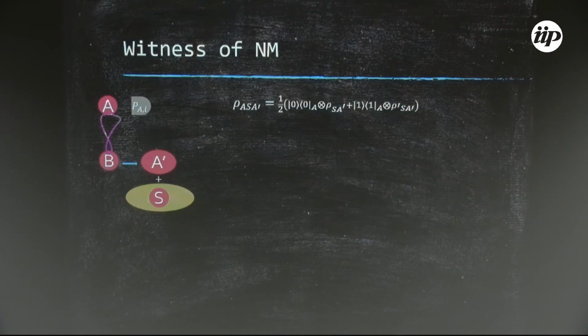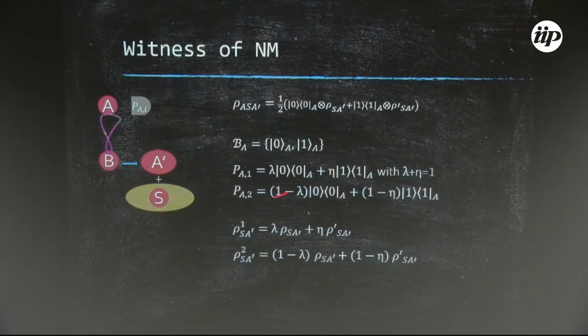So now I had part A and part B, but I will add an extra ancilla. So my part B will be system plus this A prime system. And I will choose to write this state in this form, which means that part A will be a kind of flag state. So if I have A in 0, then A prime S will be in the state rho. If I have A in 1, A prime S will be in state rho prime.